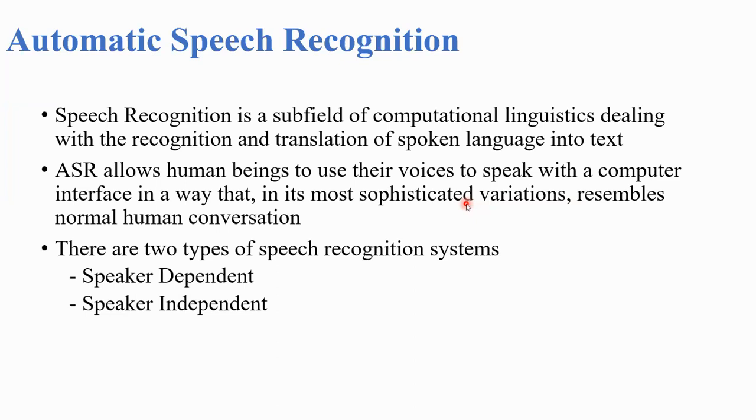Suppose it is not only one user. If I take a public place where I want to book a ticket, many people will come and ask for a ticket from this place to that place, and it automatically gives it. It is not user specific; n number of users will come. In those cases you have to design a model that is speaker independent.